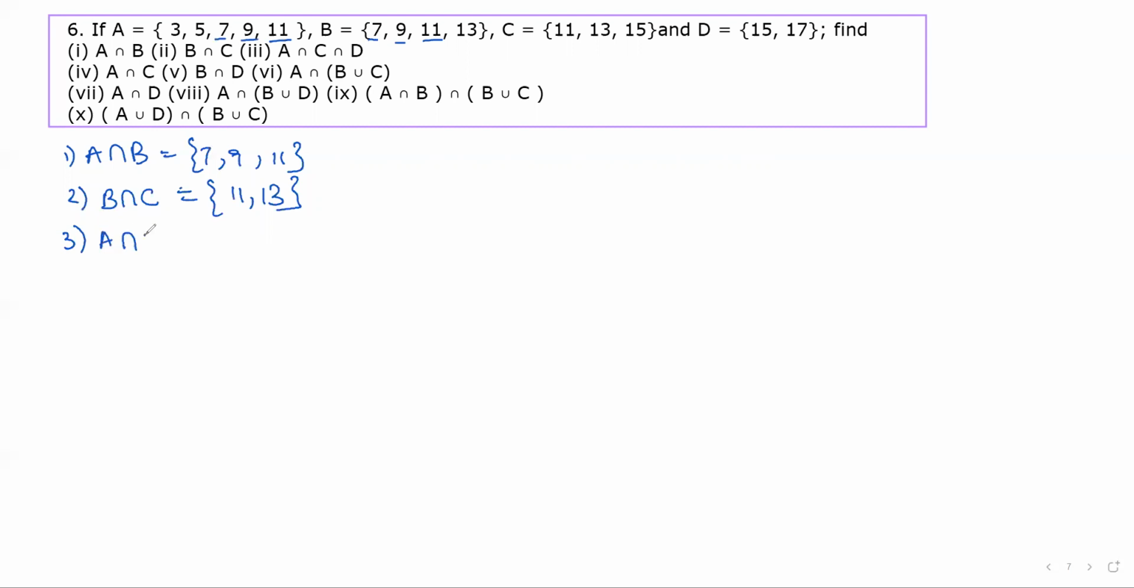A intersection C intersection D. So A intersection C in one bracket, intersection D outside. By observation, only the element 11 is common between A and C. You have to intersect it with D. Those values are 15 and 17. So there is no element common in them.